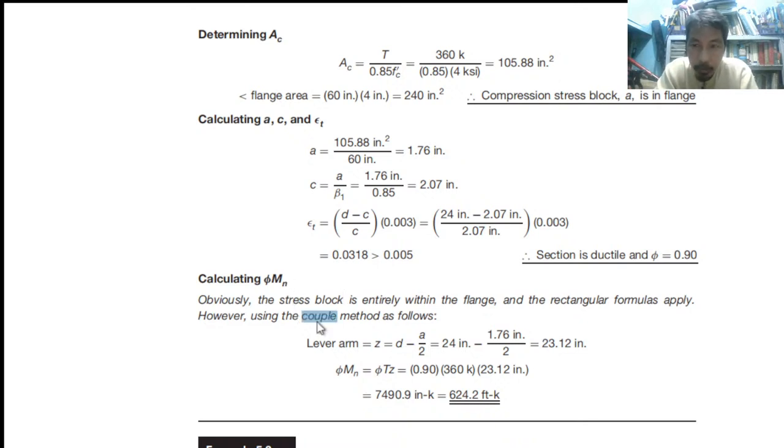Couple is a type of force that are opposite and equal to each other. Opposite in direction but equal in magnitude. That is what we mean by couple. So we need the couple lever arm. So this is the couple lever arm, so this is the force. So force times lever arm. This is the couple multiplied by 0.9. So we have this. Just divide by 12 so that you have feet-kips.